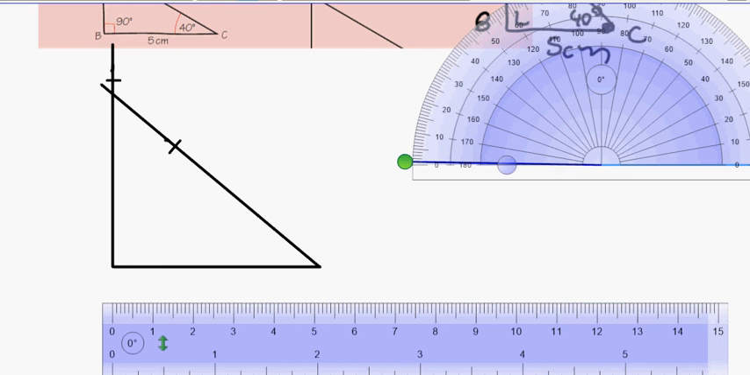Then this is going to be the point A, that's the point B, and this is the point C. 40 degrees, 90 degrees, B, and 5 centimeters. Happy enough with that? Okay, let's move on.